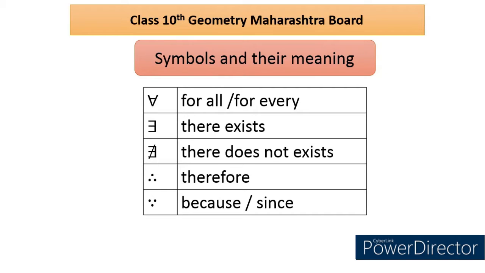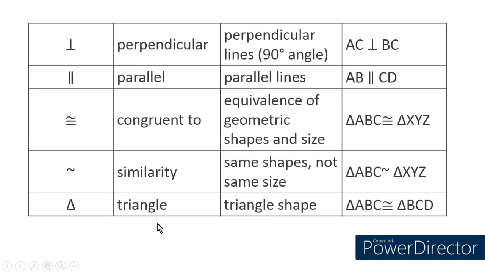First symbol is for all, or we can call it for every. Next, there exists, there does not exist, therefore, because or since. Then a line which is perpendicular indicates the 90-degree angle, and we call it AC is perpendicular to BC.